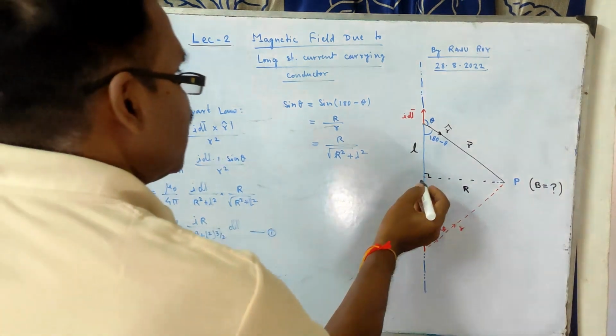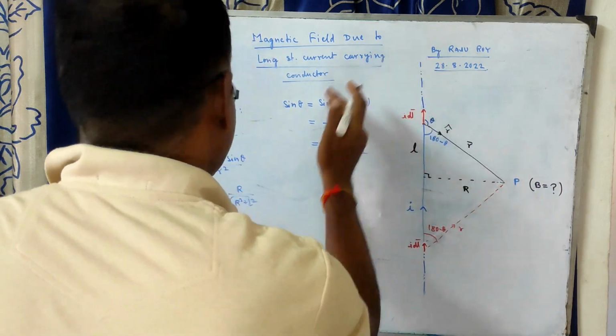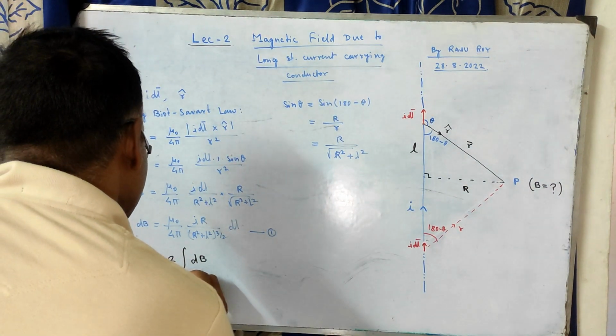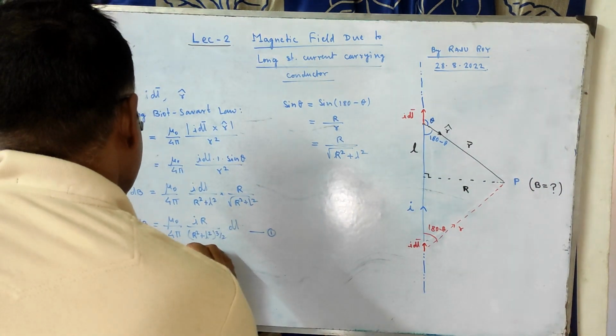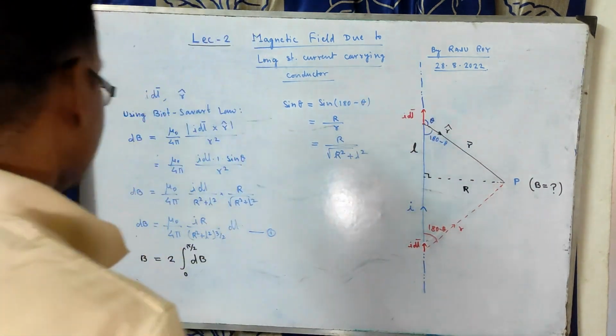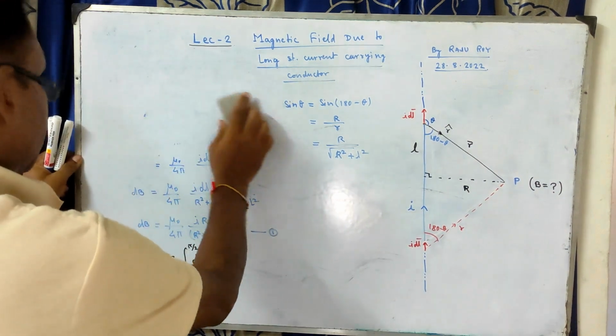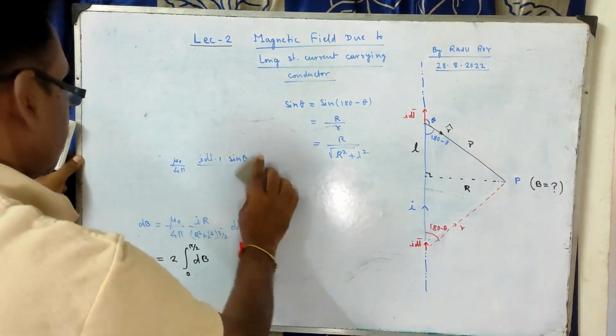And from where to where? Theta is from 0 to pi by 2, in fact, not pi, 0 to pi by 2, right? It will go like this, 0 to pi by 2, correct? Okay, fine. So let me write here, the space is less here.